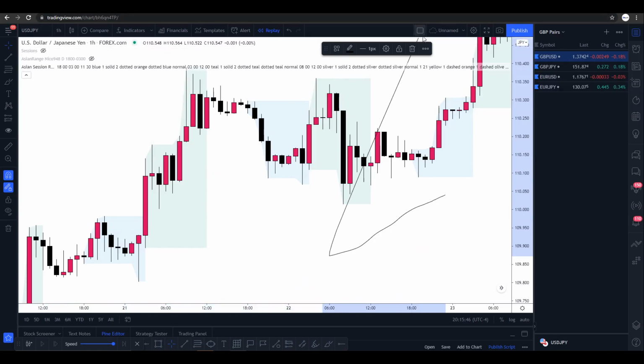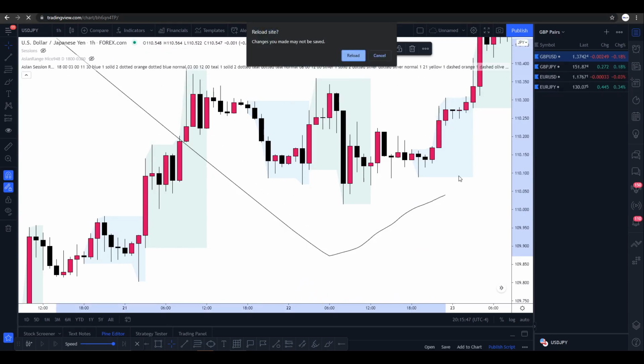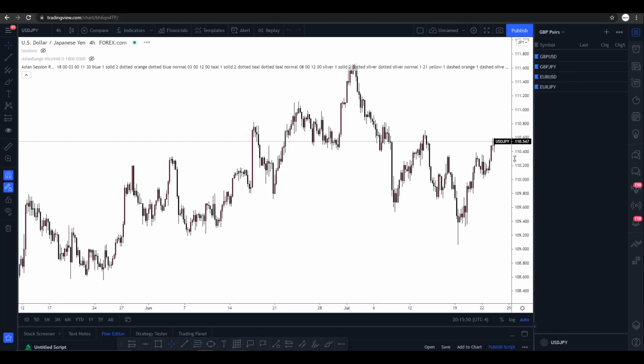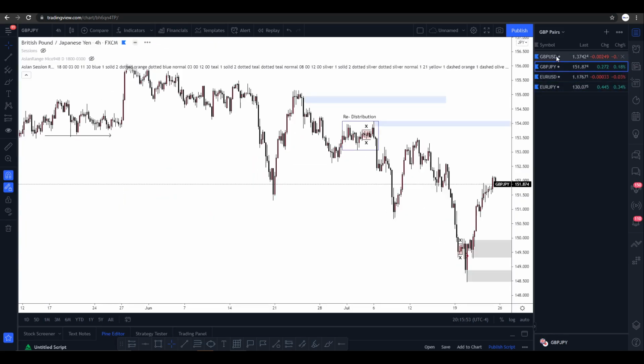Man, I hate when that happens. I don't know, TradingView is something else today. TradingView is annoying, man. I'll probably just edit this out, but let's go back to USD/JPY.